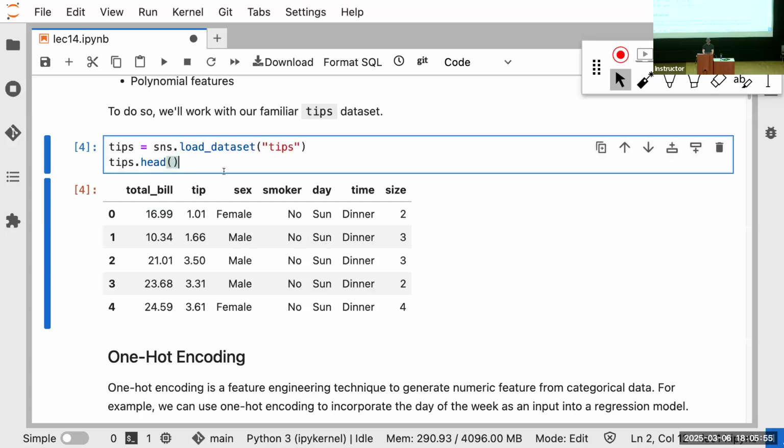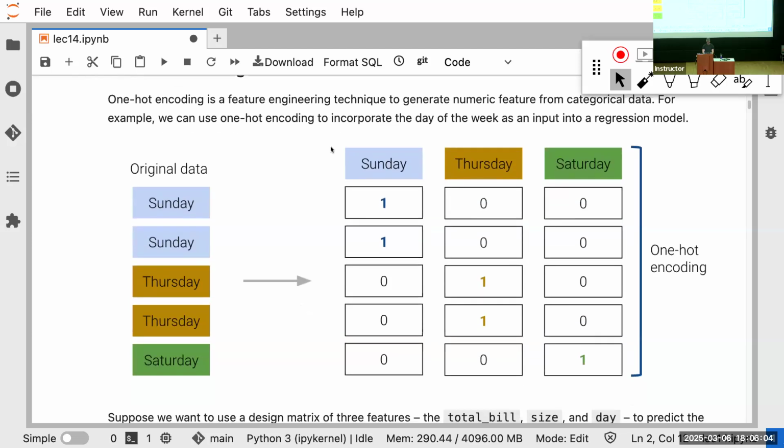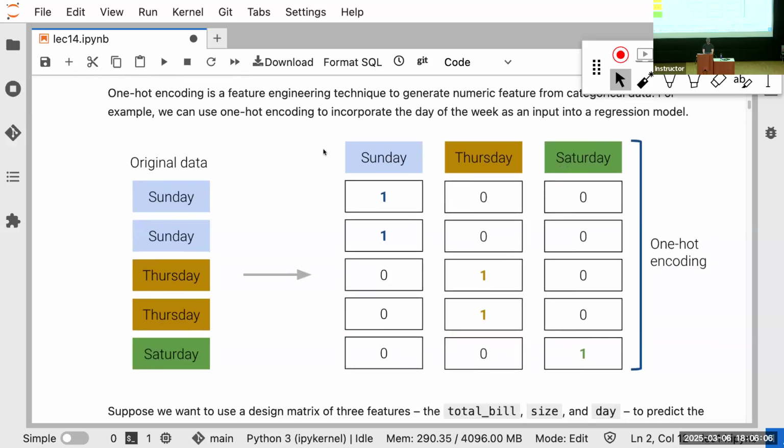Okay, how do we actually one hot encode now? So let's go one hot encode this day column. Let's do exactly what we just did in the slides, but now in Python. Here's just a diagram of what we did, just doesn't include Friday. Our goal here is to turn a column of Sunday, Thursday, Friday, and Saturday into a set of columns with Sunday, Thursday, Saturday, and Friday.